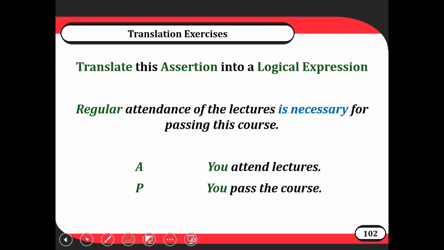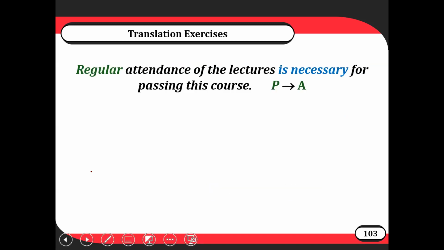So we can break down our propositions around this keyword, "is necessary." A is you attend the lectures and P is you pass the course. Okay. So regular attendance of the lectures is necessary for passing the course. And that is, passing the course implies that I did regularly attend the lectures, because if I didn't attend the lectures, then I could not have passed the course.